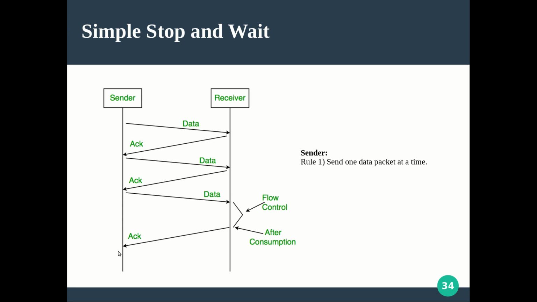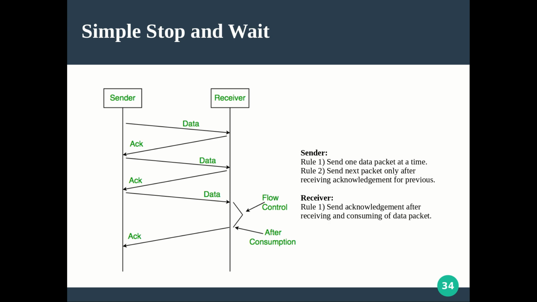So for the sender, rule 1 says send one packet at a time. Rule 2 says send the next packet only after receiving acknowledgement for the previous one. So the sender is supposed to obey these two rules. Now what about the receiver? There is only one rule: send acknowledgement after receiving and consuming the data packet. So together: once you receive it, process it, hand it over to the higher level, that is, consume it completely, then provide the acknowledgement properly back to the sender.